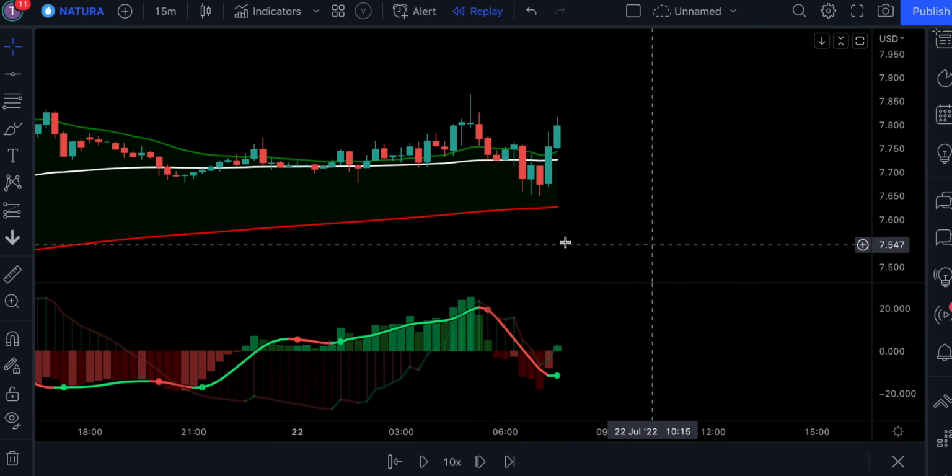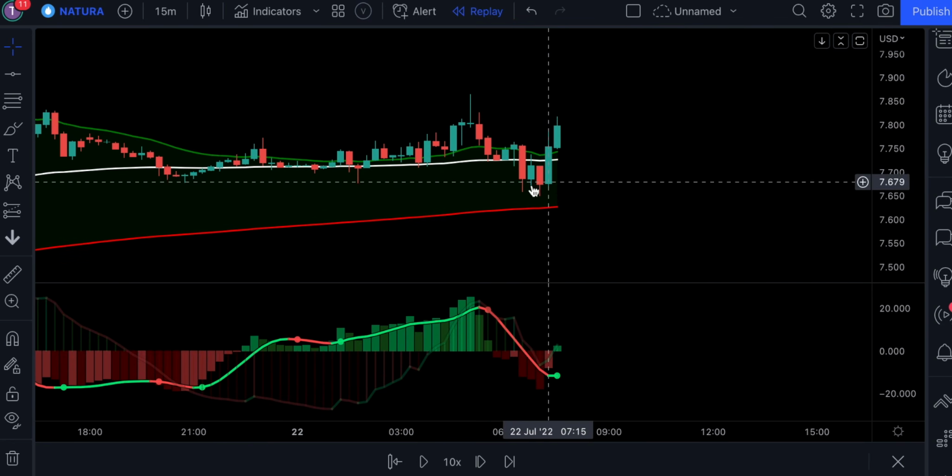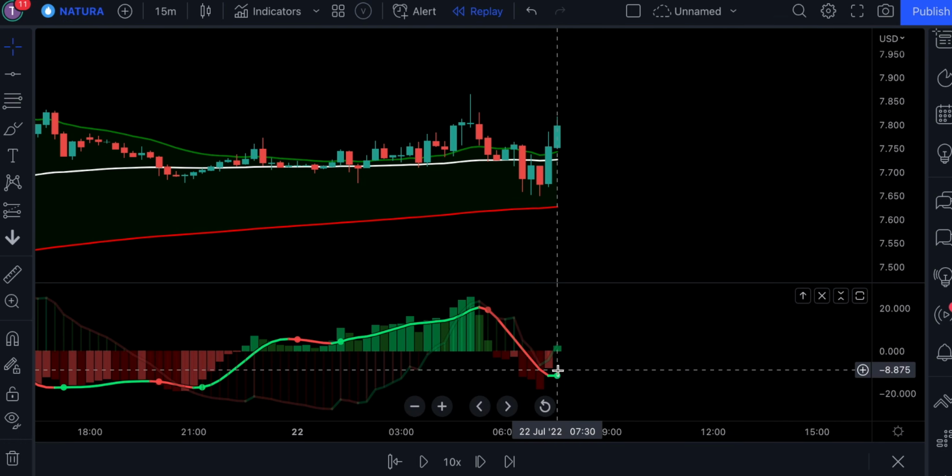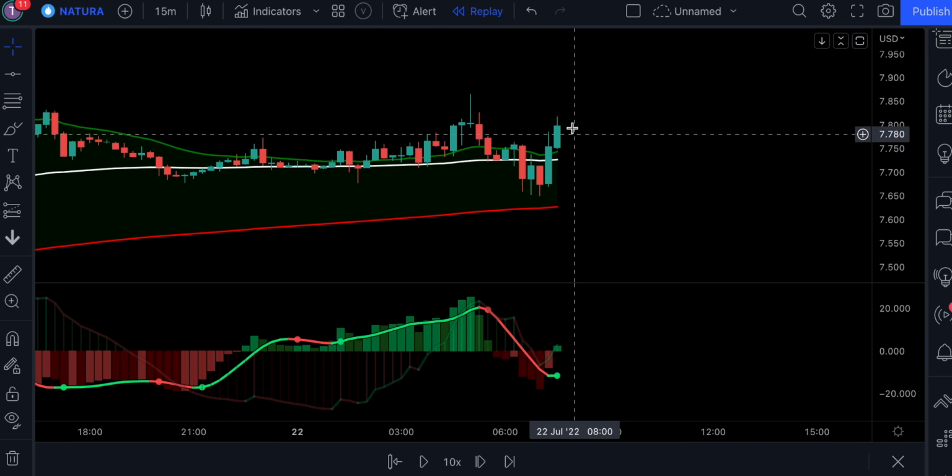Here we see the EMAs are confirming the uptrend. The price action created a pullback into the 89 EMA. The BX Trender issued a valid long signal, and at the same time the price action closed above the 21 EMA.